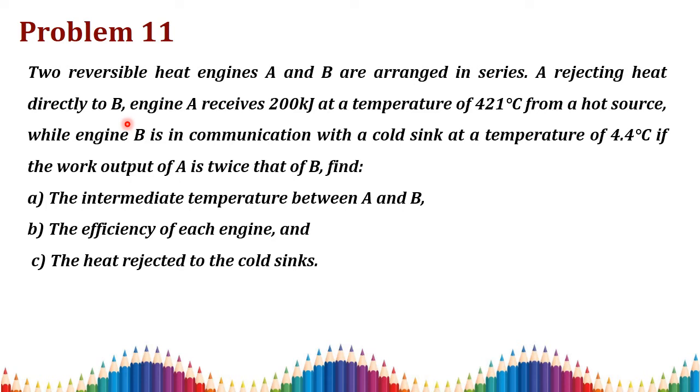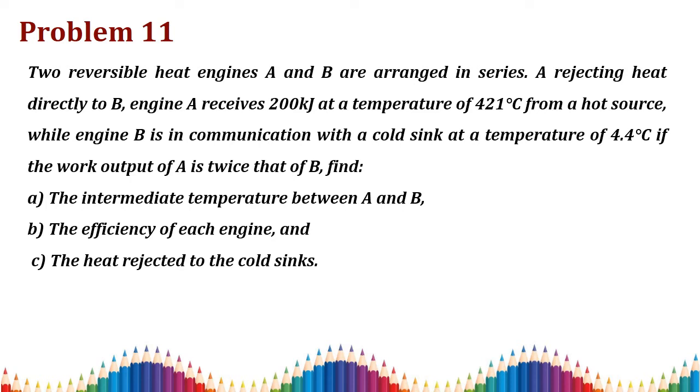Engine A receives 200 kilojoule at a temperature of 421 degrees Celsius. That is, QS of A is equal to 200 kilojoule, the heat supplied, and THA is equal to 421 degrees Celsius from a hot source, while engine B is in communication with the cold sink at a temperature of 4.4 degrees Celsius. That is, TLB is 4.4 degrees Celsius. The work output of A is twice that of the work output of B.